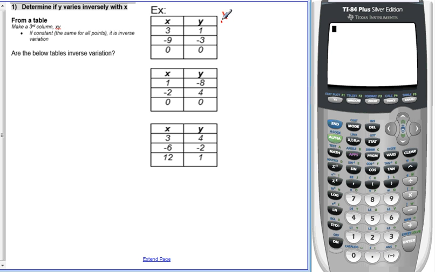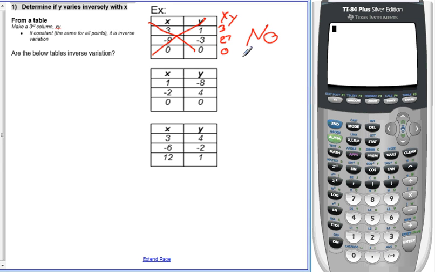a third column. And that third column is going to be x times y. So if I go through here and I multiply x times y, I get 3 times 1, which is 3. Negative 9 times negative 3 is 27. And 0 times 0 is 0. What I'm looking for is for x times y to be all the same. So this first example, they are not all the same, so no, this one is not inverse variation.